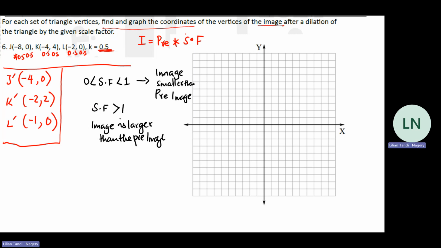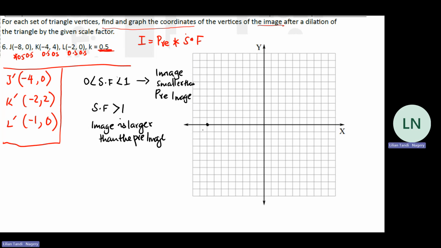So now here, our scale factor is between 0 and 1. 0.5 is between 0 and 1. So this shape will be smaller than this shape. Okay? Now let's do the black shape. Negative 8, 0 will be somewhere here.